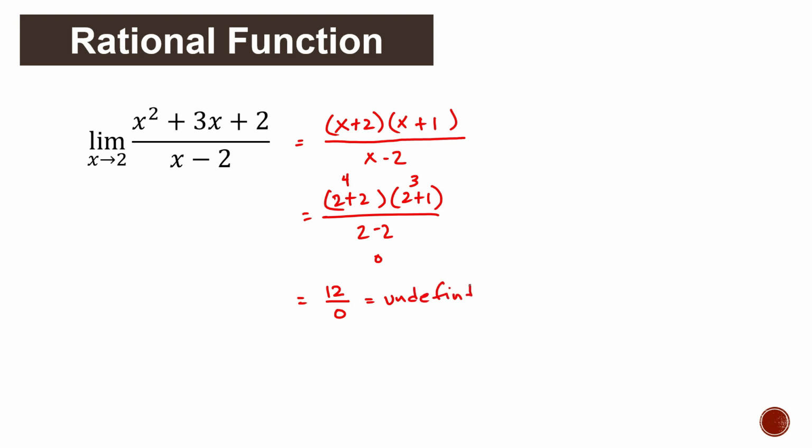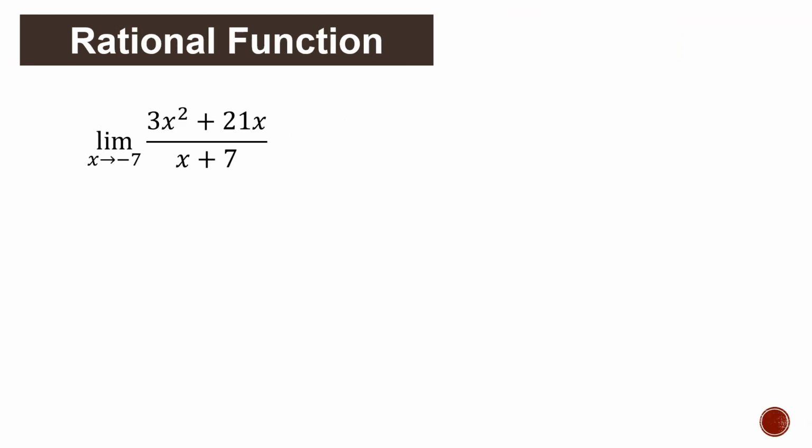So that means that the limit of f of x as x approaches positive 2 does not exist. All right. Now let's see the next rational function.